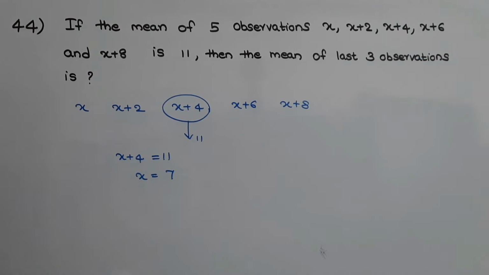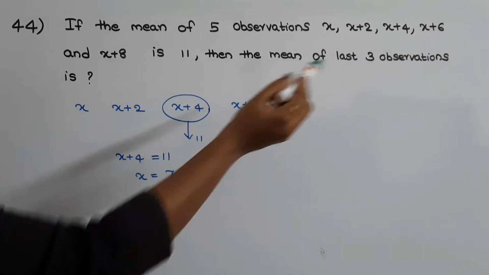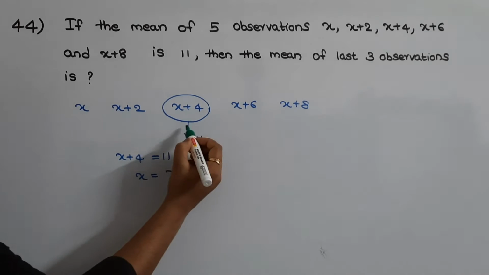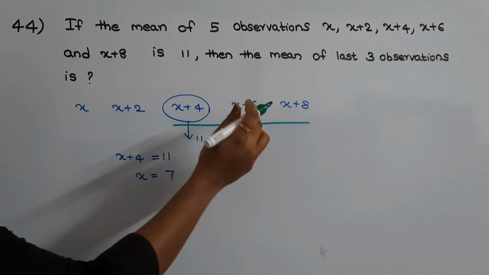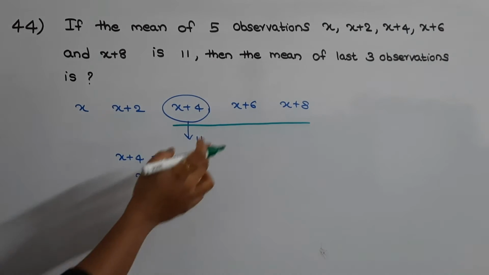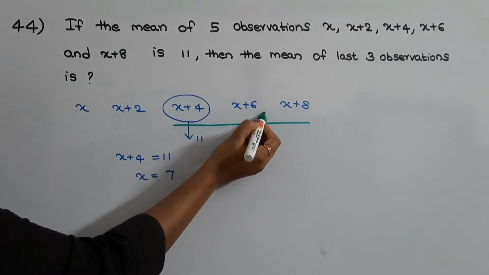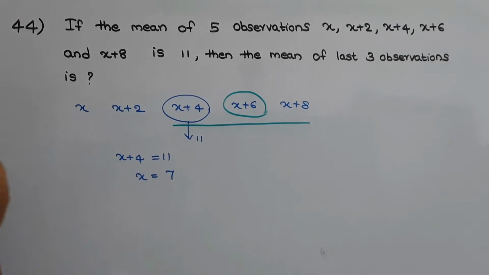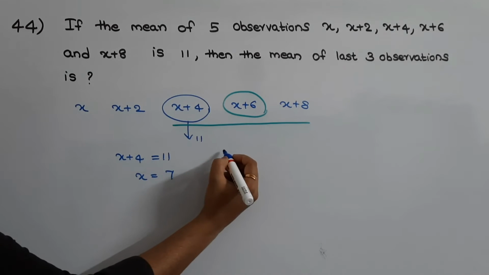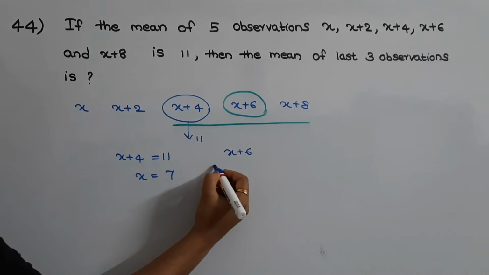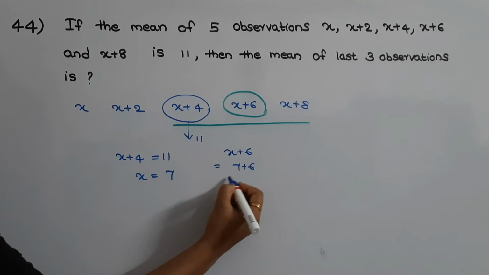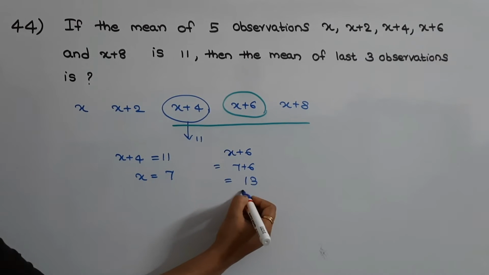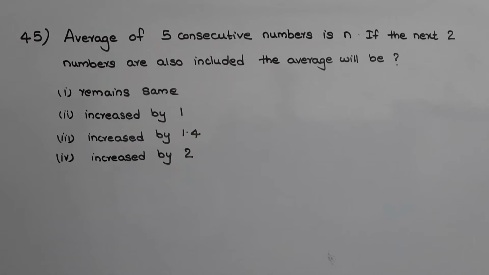So we need to find out the mean of the last 3 observations. The last 3 observations are also consecutive numbers, so the mean will be the middle number. Here the middle number is x plus 6. So we need to find out the value of x plus 6. x plus 6 will be equal to 7 plus 6, that is equal to 13. So the answer is 13.